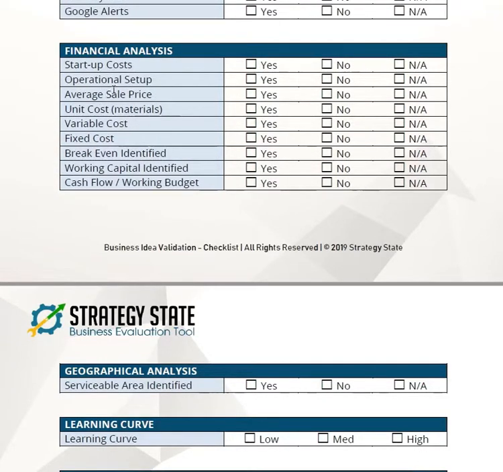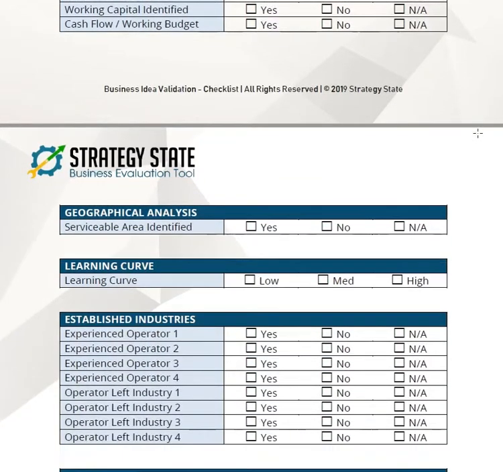Now we get into the more financial aspect of your idea. These are all the basic things: startup costs and what the operational costs are, and unit and variable costs, fixed costs, break even, and working capital, how much money you're going to need to have in the bank to run the business or the idea effectively, and maybe what the cash flow working budget would look like. So these are all the basic financial things that you would consider, especially if it's an idea that's going to require considerable capital to start up.